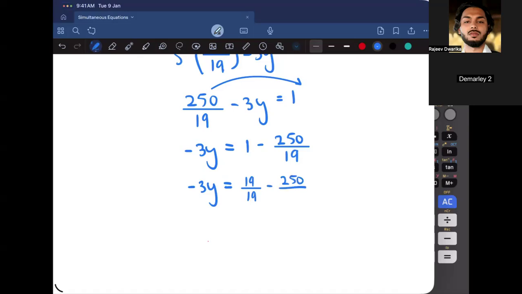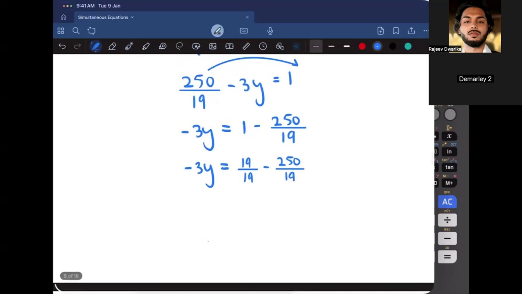Right? And so since I have the same denominator, I could just say 19 minus 250 over 19.